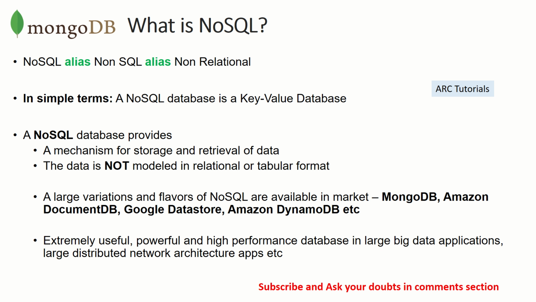Now there are different variations, different flavors of NoSQL available in the market. A few examples are MongoDB, of course, and you have Amazon DocumentDB, Google Datastore, Amazon DynamoDB, Redis, Neo4j, etc. NoSQL databases are extremely powerful, high performance databases which are used in large data applications. Large distributed network architectures often end up using NoSQL nowadays, right?